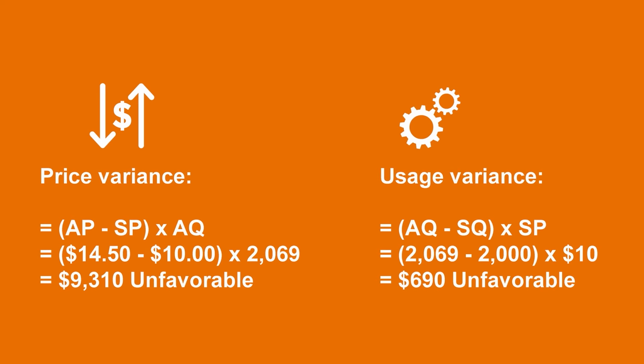Usage variance tells us about how efficient the company was with their materials by taking the difference between the actual and standard quantity of materials and multiplying it by the standard price. In this case, that would be the 2,069 actual pounds minus the 2,000 budgeted pounds times the budgeted price of $10 per pound, resulting in a $690 unfavorable variance.